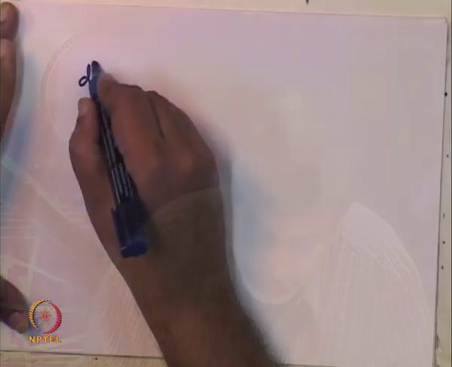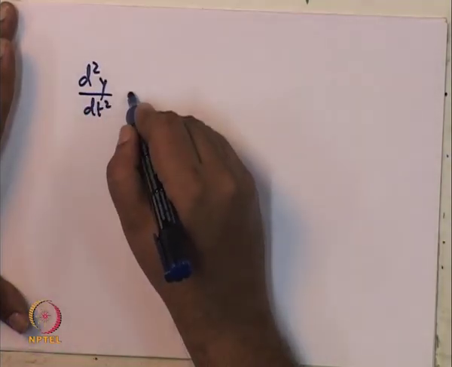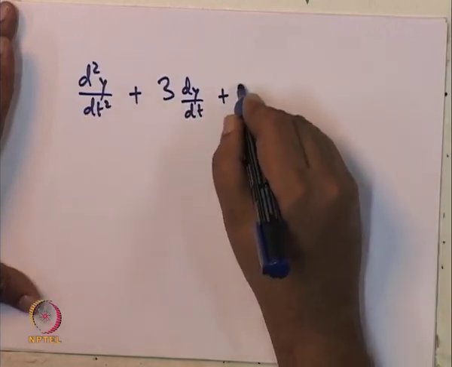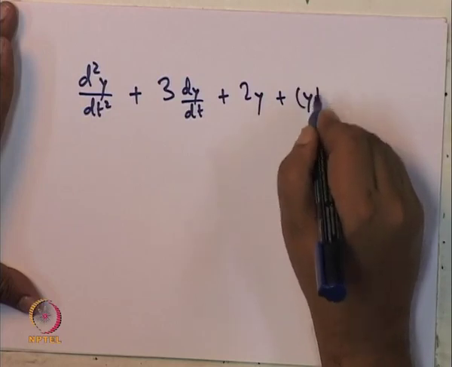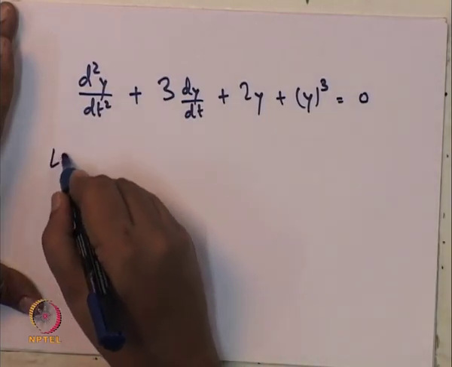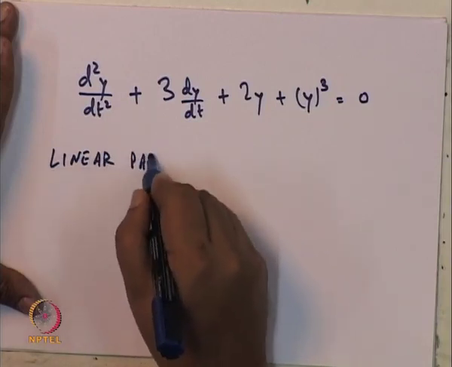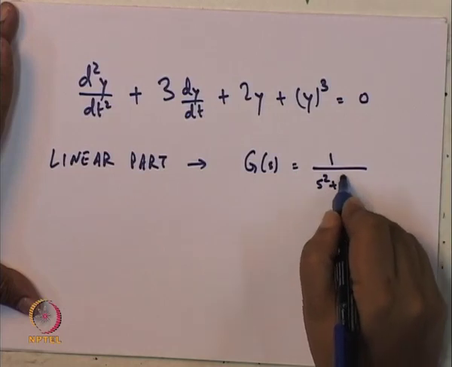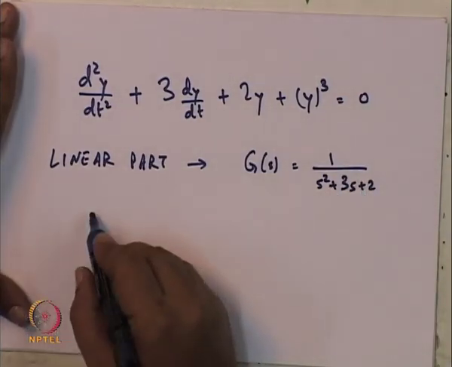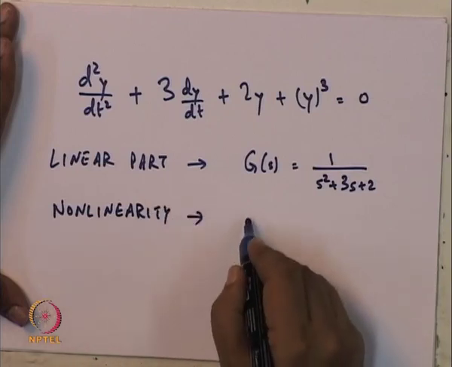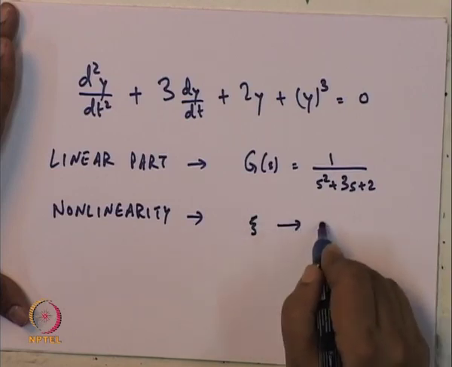Suppose you had a system similar to the earlier one, but d2y/dt squared plus, let's say, 3 times dy/dt plus 2 times y plus y cubed equal to 0. This can now be split up into a linear system. The linear part would be given by a transfer function which is 1 upon s squared plus 3s plus 2. And the nonlinearity that you would interconnect with this linear system is given by something where if psi is the input, the output is psi cubed.